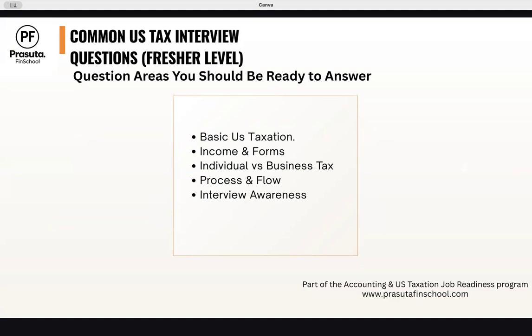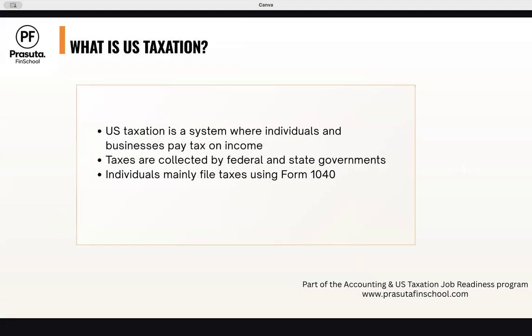So these are the areas of questions you should be ready to answer if you are attending any US taxation interview. You should know basic US taxation concepts, the income and forms, and individual and business taxation: how individuals are taxed and how businesses are taxed. You should know the process and flow of US taxation, and be ready with very basic interview awareness questions. Let's discuss each and every area in detail now.